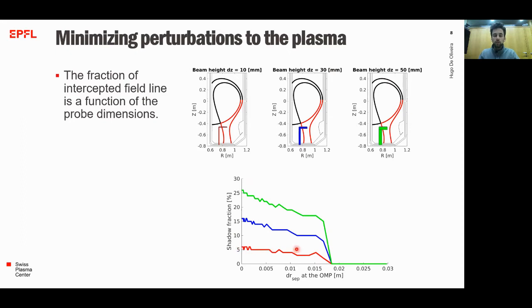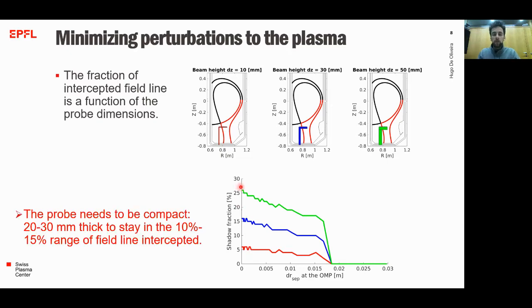the shadowing fraction is linear, and it goes from 5 to 15 and then 25%. Therefore, if we want to remain at a reasonable level, let's say around 10%, we need to have a probe in the range of 20 to 30 millimeter of vertical extent.